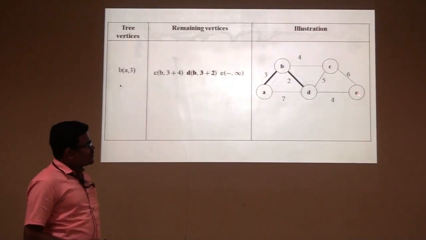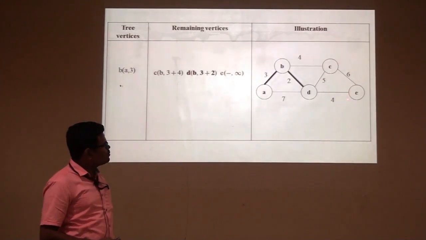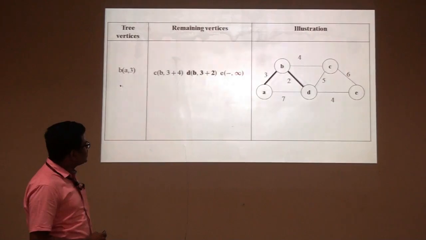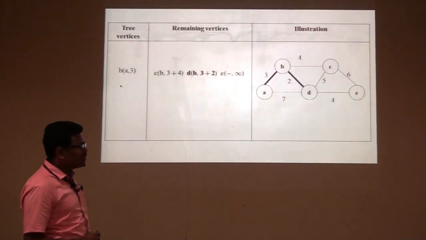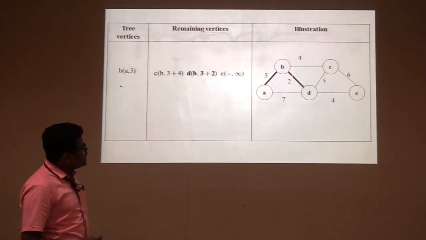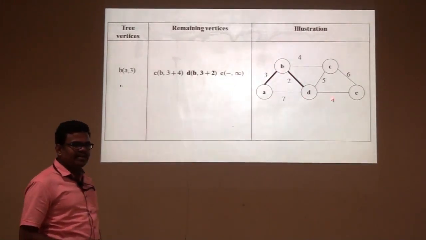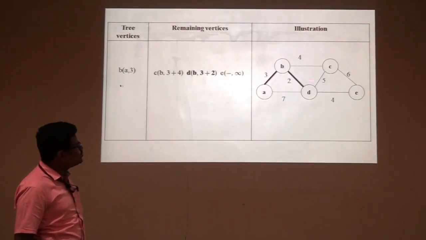For the node E, we still don't have any direct path, so it is given as hyphen infinity. From this, the minimum cost is 5, because B to C costs 7 and B to D costs 5. So we select the minimum cost of 5 from B to D, that is, from A to B and B to D as the minimum cost. So we have selected these nodes A, B and D.